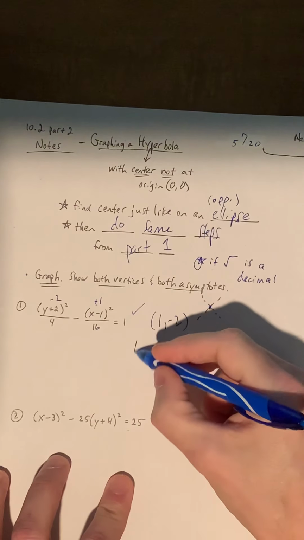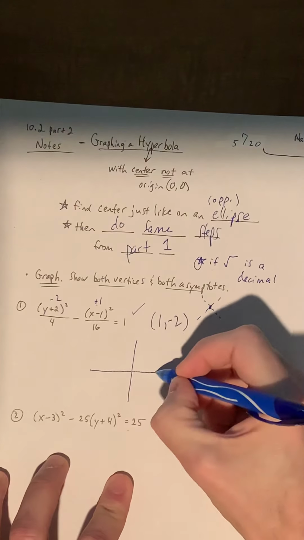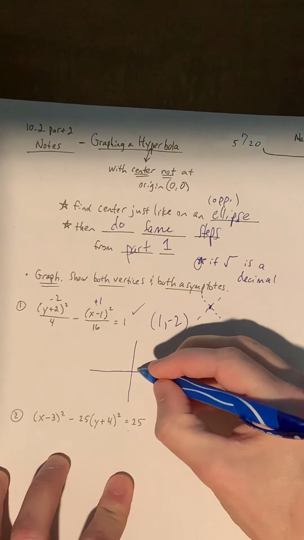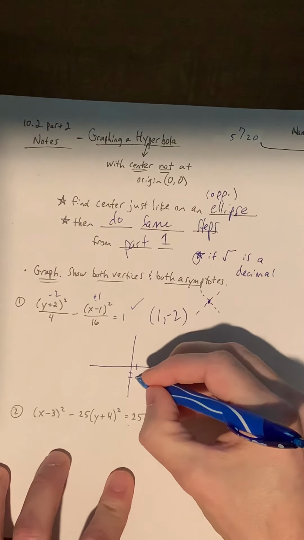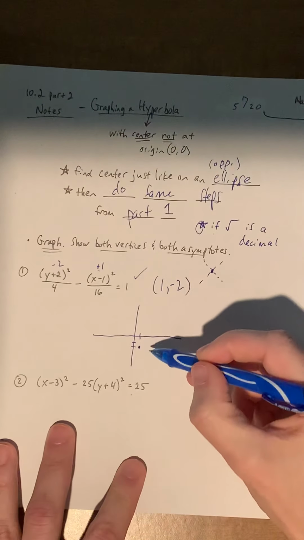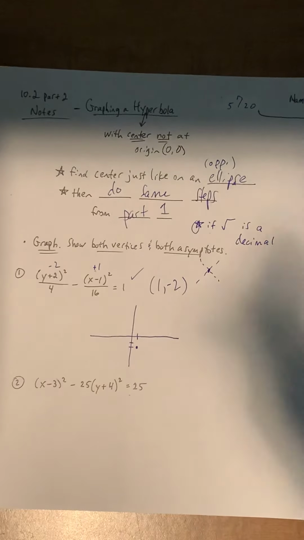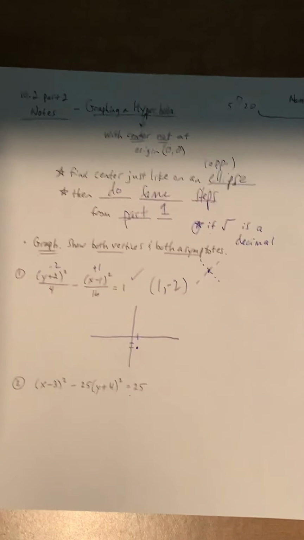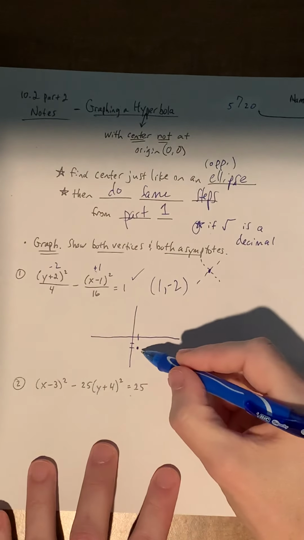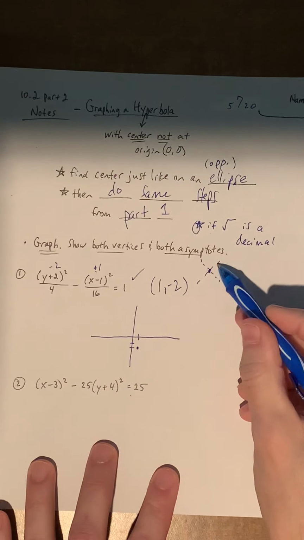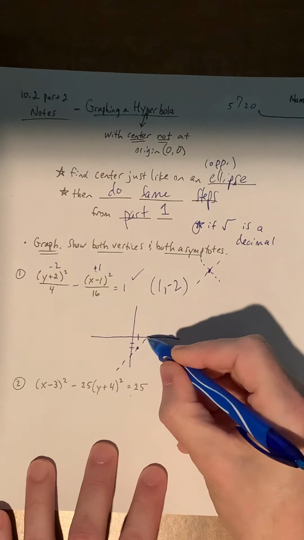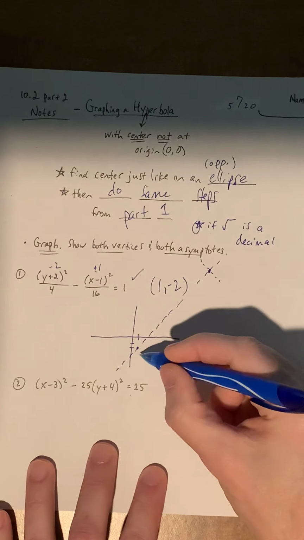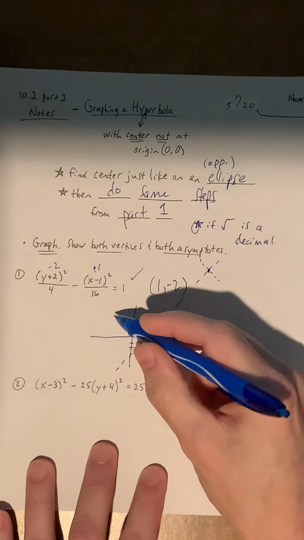So when we go to make our graph, there's our center point, okay? Now, what you can do is once you have your center point, you can make your asymptotes. Just a basic asymptote this way and an asymptote that way.